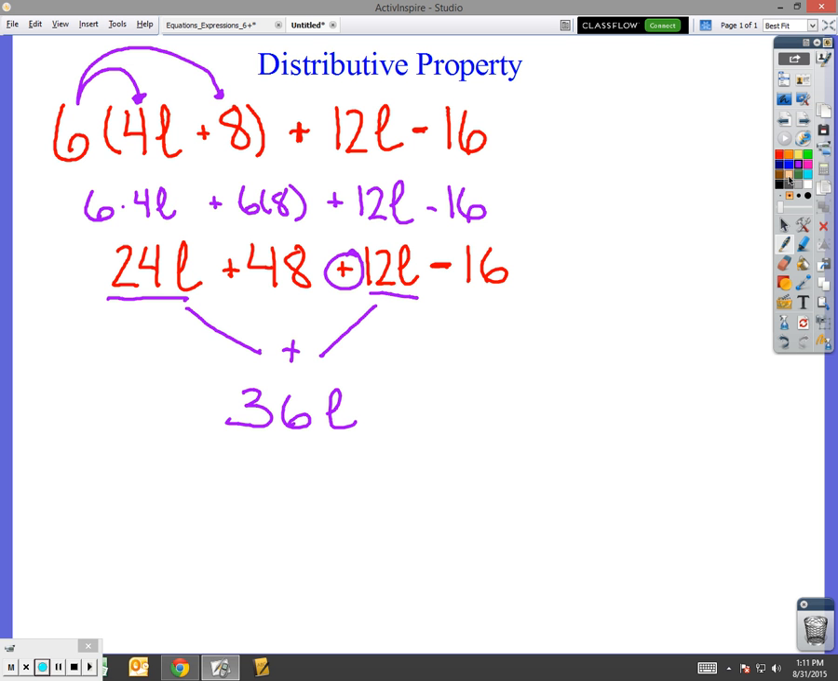I now go to the second term that I can combine here. I have 48 and 16. But in front of that 16 is a minus sign, so I'm going to subtract those. So 48 minus 16 gives me 32. Now it is a positive 32, so we are adding 32. That's how I would simplify that algebraic expression using the distributive property.